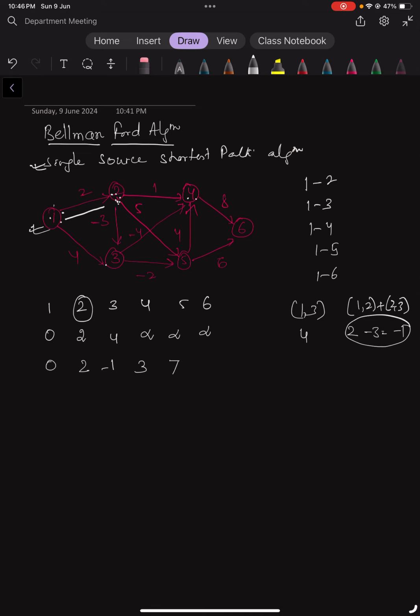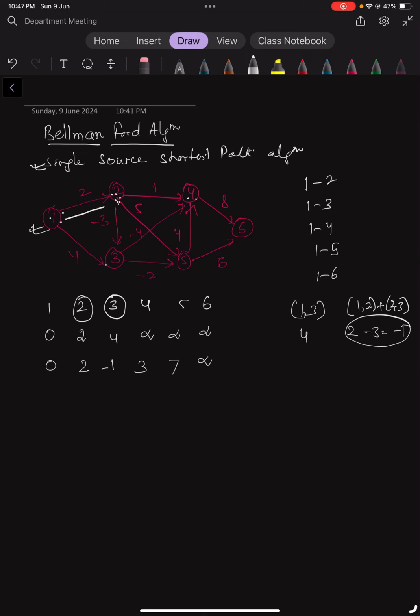Can we reach 6 via 2? No. So there is no direct edge from 2 to 6, that's why we are keeping that as infinity. Okay, then among these we select the one which has the minimum value, that is 3. So now we are taking this 3.